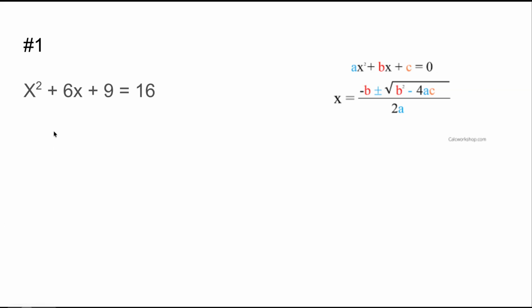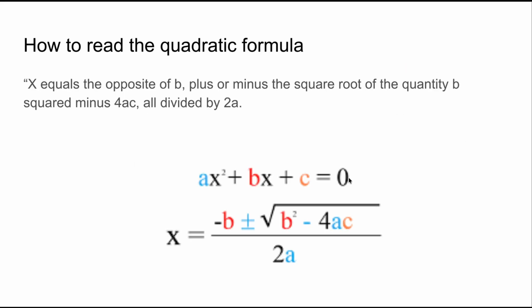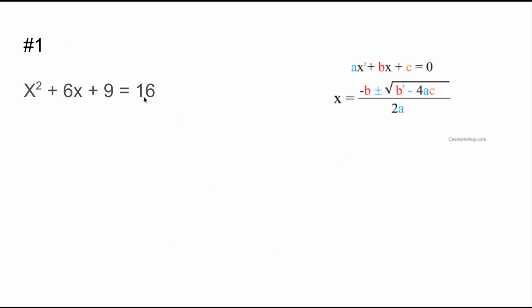So we have x squared plus 6x plus 9 equals 16. So the first thing that we need to notice is that this is not equaling 0. So we need to get that done by subtracting 16 on both sides. And when we do that, we end up with x squared plus 6x minus 7 equals 0. So we did 9 minus 16 to get that.